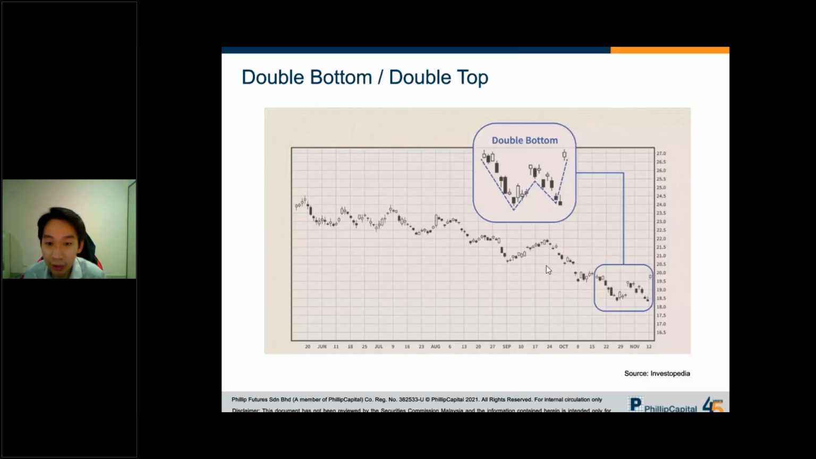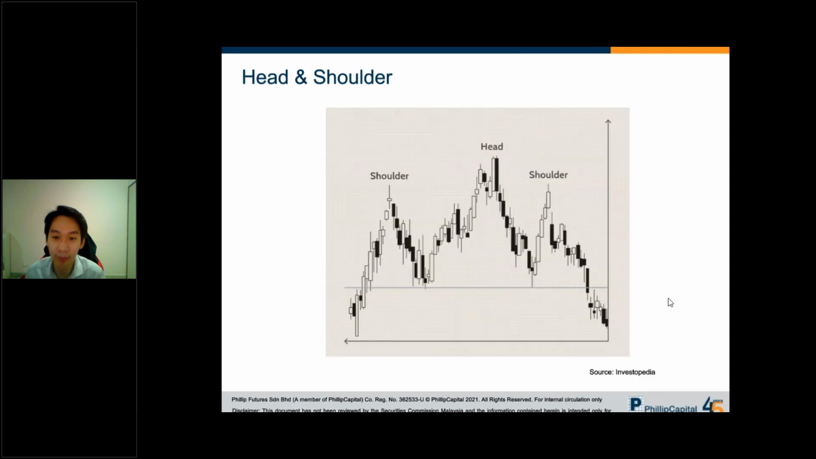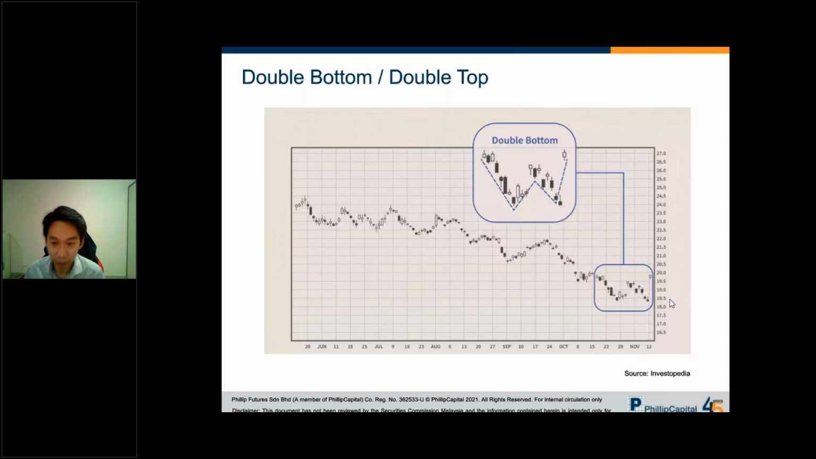Okay, so whenever you see such a pattern occur in a downtrend, and it also happens at the support level, this double bottom pattern, then you can start to look to buy. Then the double top is basically the inverse of this. For a double bottom, you will see a W. For a double top, you will see something like an M. Okay, this is a double bottom.